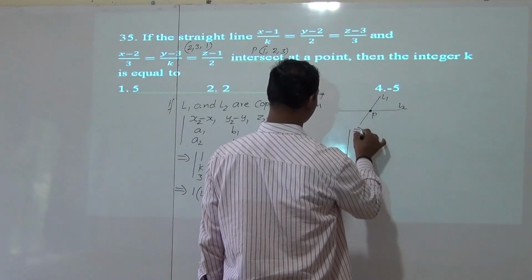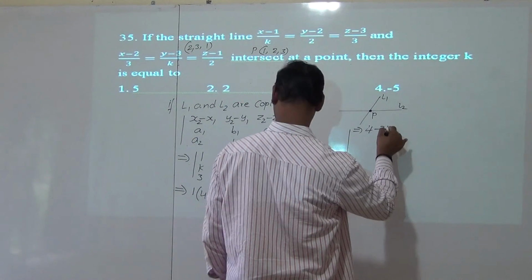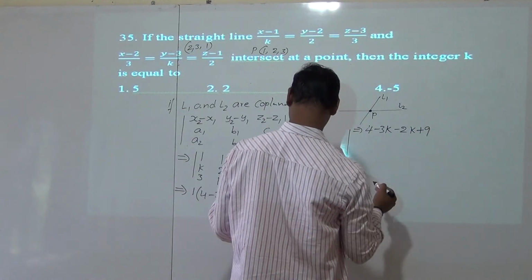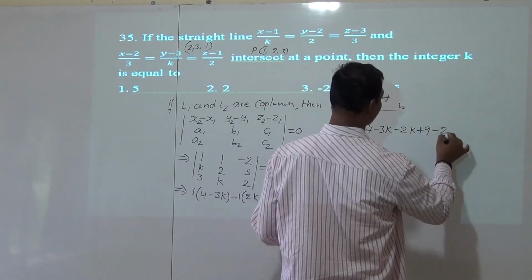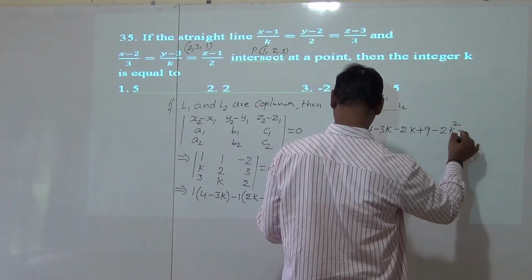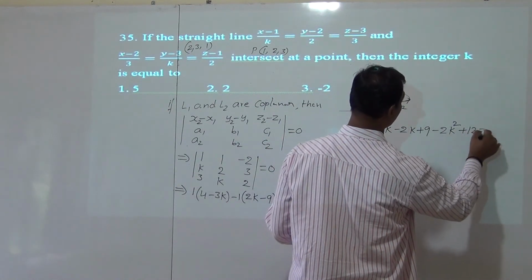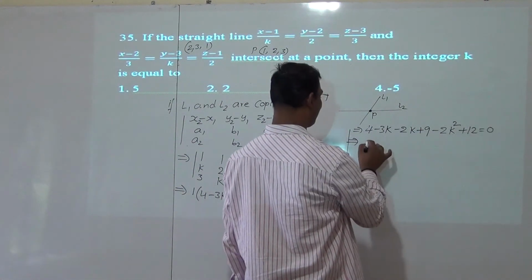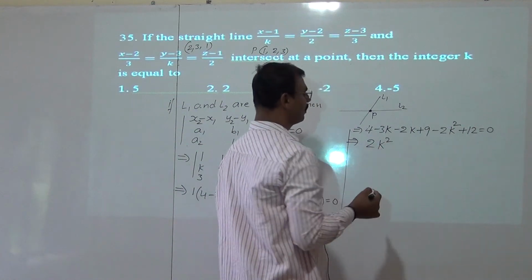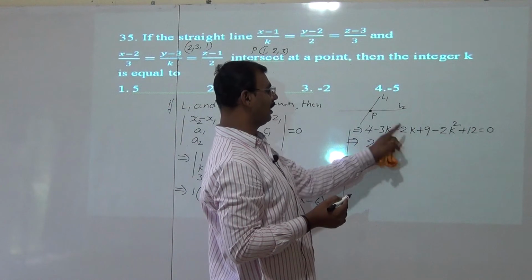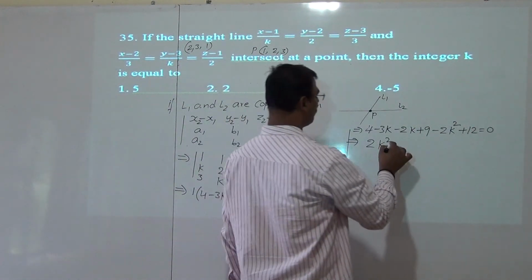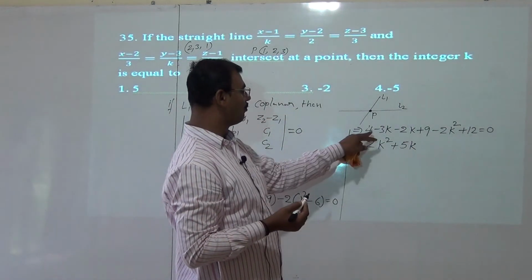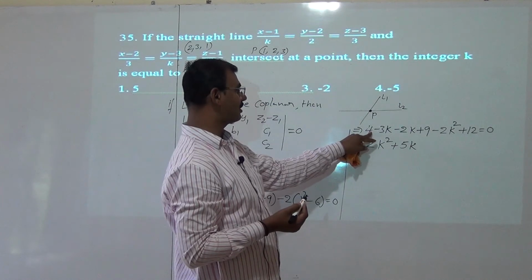Further, 4 minus 3k, minus, open the bracket, minus 2k plus 9, minus 2k² plus 12 will be 0. Simplify. Minus 2k² taking on the right side plus 2k², k terms, minus 2k taking on the right side plus 5k, adding constant terms, 4 plus 9.